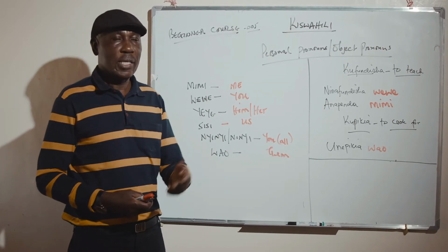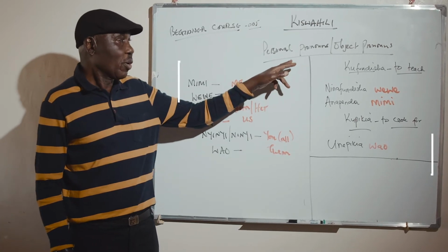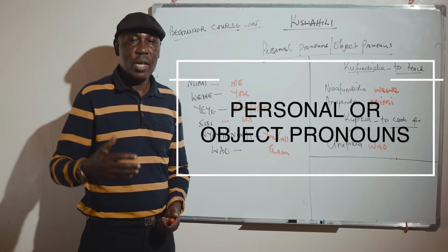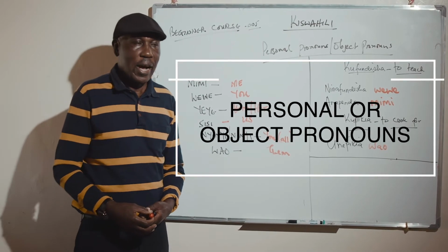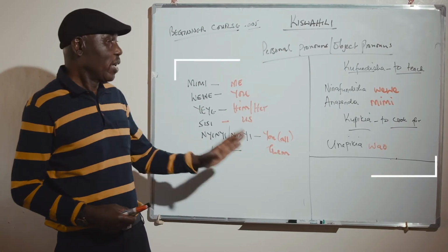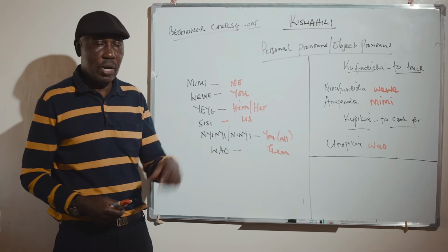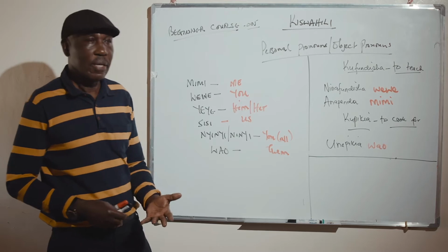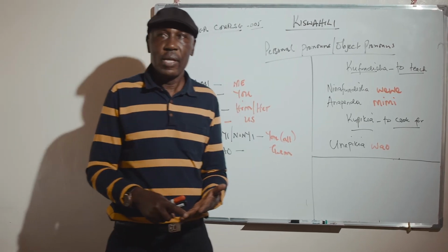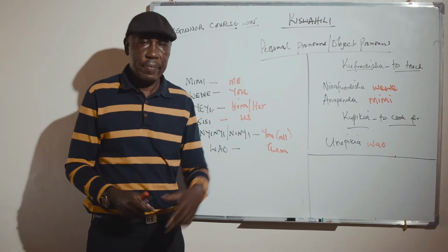Now, in today's lesson, we are going to learn about personal pronouns or object pronouns. In our last lessons, we talked about subject prefixes and the rest. But today, we are coming to a very vital area, that is personal pronouns. Now, I'm talking about me, you, him or her, us, you all, or them.